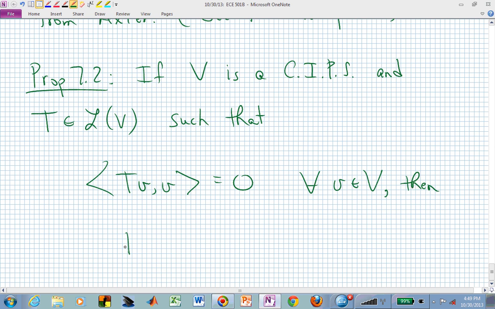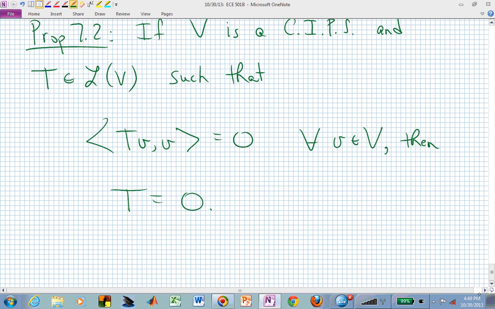So if V is a complex inner product space and we have a linear map T on V, so we write that as T an element of script L of V, such that the inner product of Tv with v is equal to 0 for all vectors in the complex inner product space V, then that linear map is actually 0. So if this linear map T applied to every vector in V, inner product with every vector in V is 0, then we can conclude that that map was actually 0.